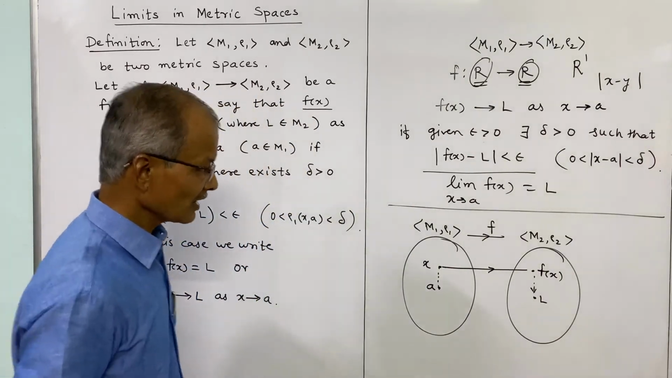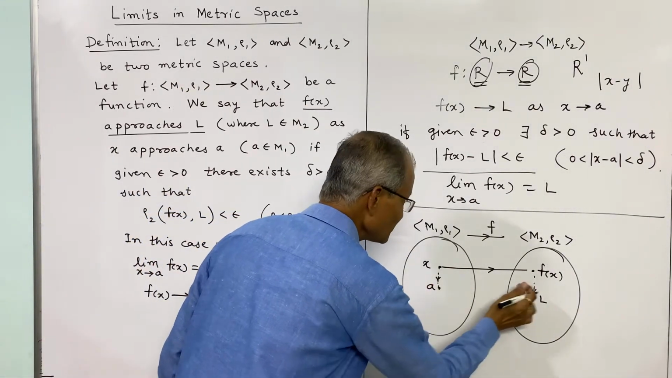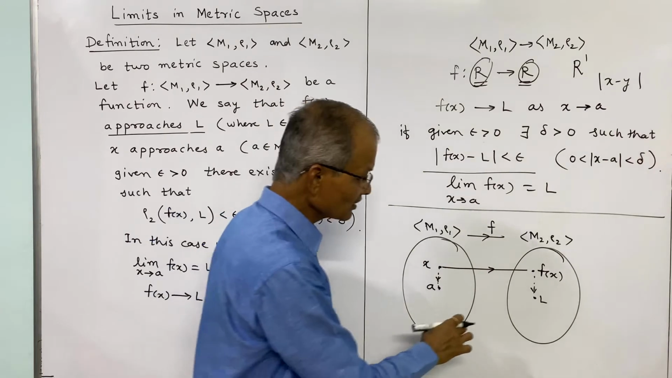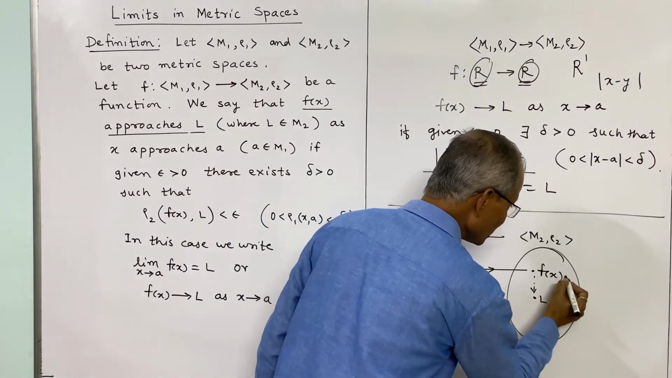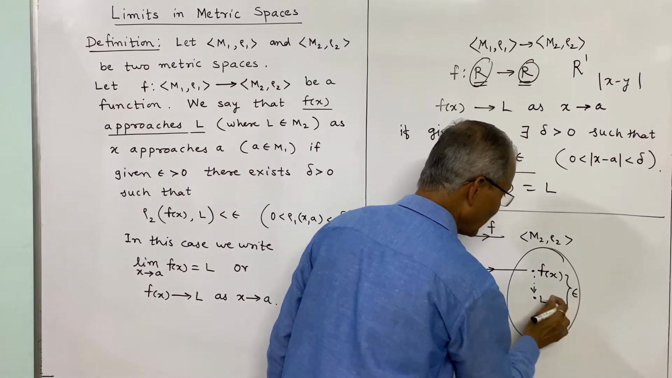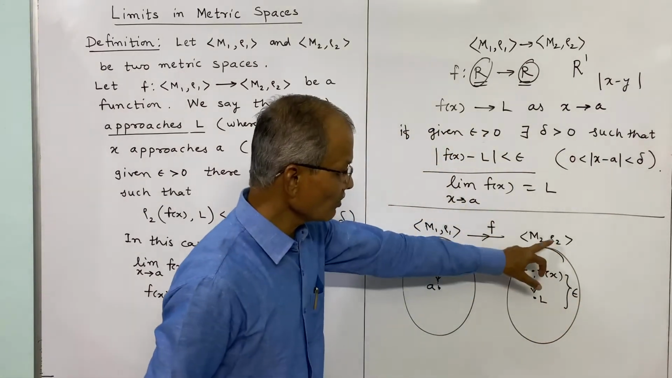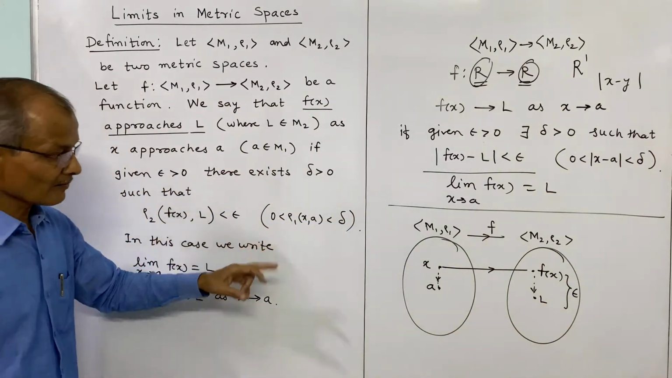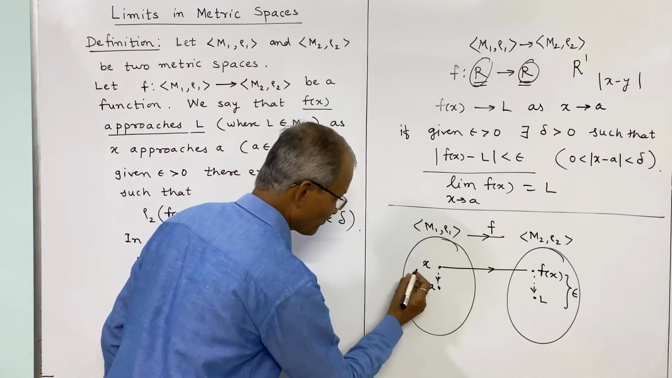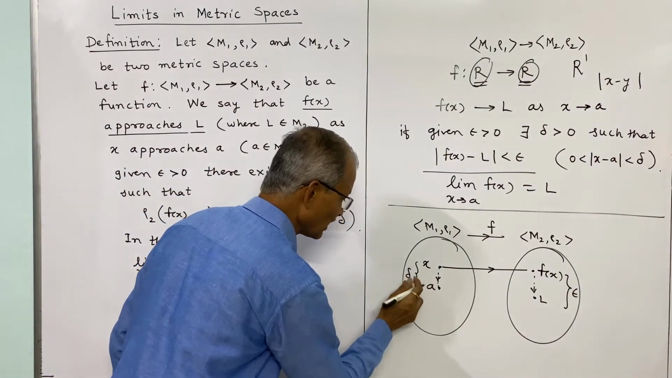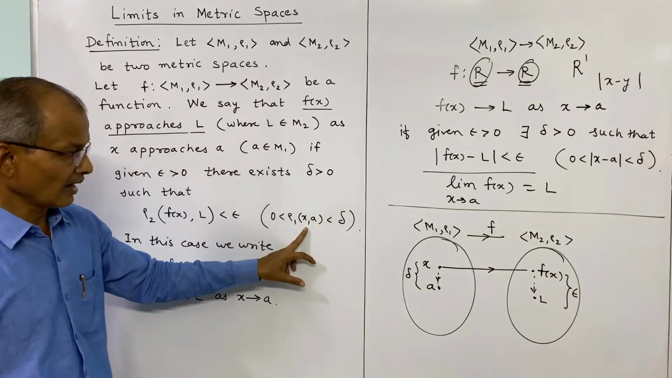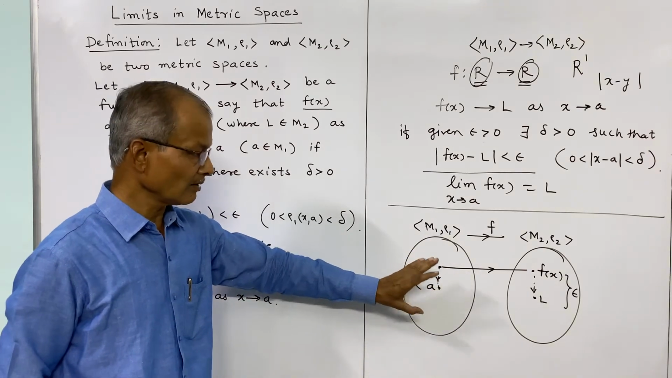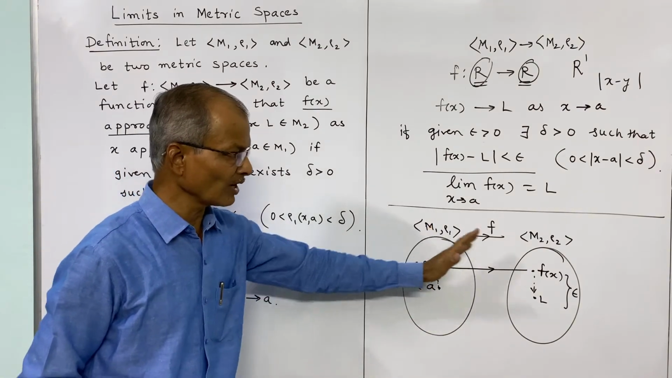And now the definition says that the difference between f(x) and L, or you may say the distance between f(x) and L, is less than epsilon, and it is measured by rho 2. Rho 2 of f(x) and L is less than epsilon. See the condition. And whenever the distance between x and a is less than delta, and this distance between x and a is measured by rho 1.